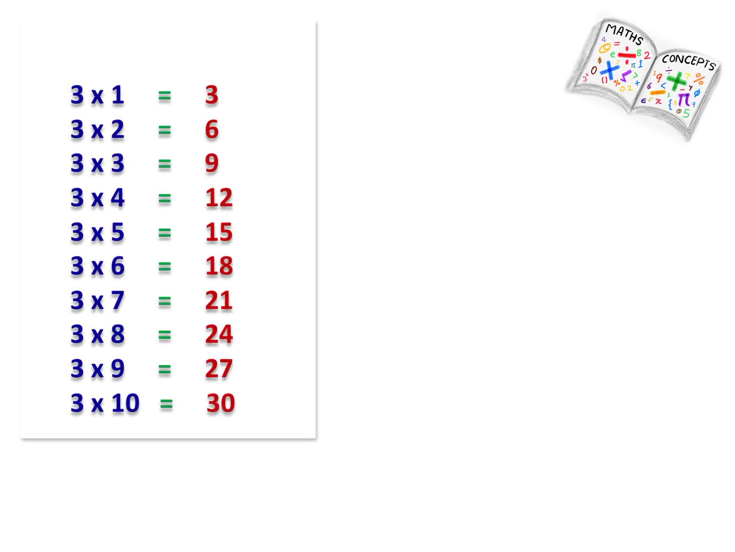The numbers on the left side in the blue are all factors, and numbers on the right side in the red are all multiples. Okay, what does it mean? It means when we multiply two numbers, the result is multiple of the two numbers, and the two numbers themselves are called factors. So 6 is multiple of 2 and 3, 9 is multiple of 3, 12 is multiple of 4 and 3, 15 is multiple of 5 and 3, 18 is multiple of 6 and 3, and so on.